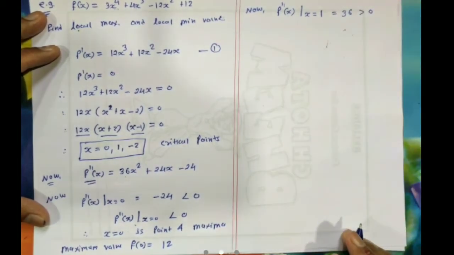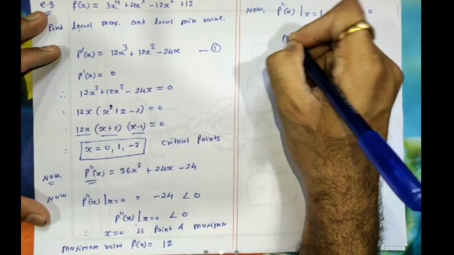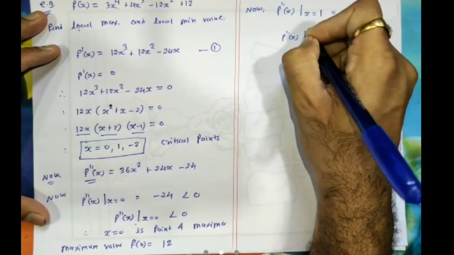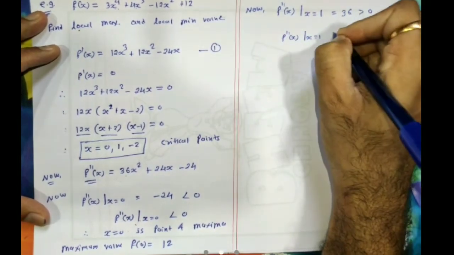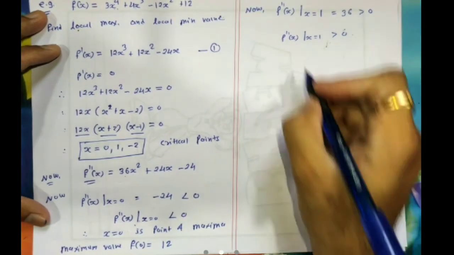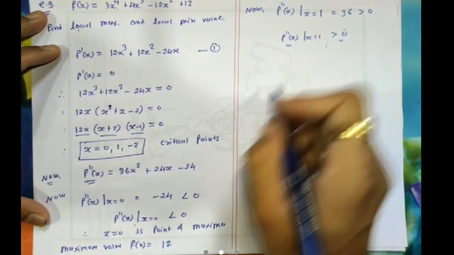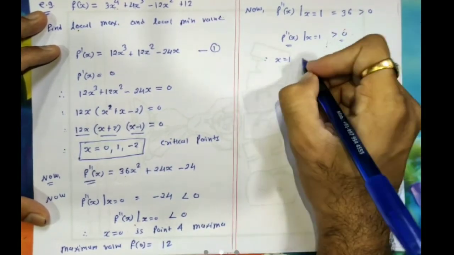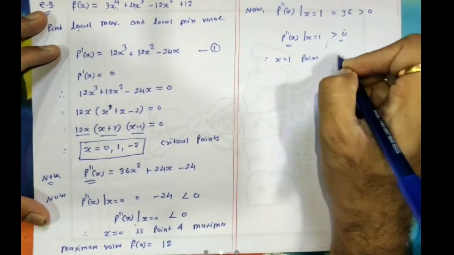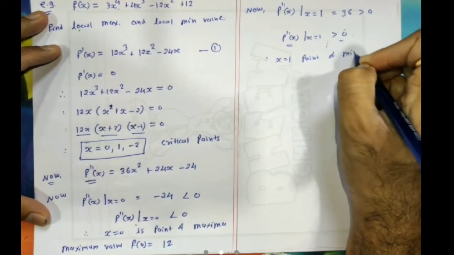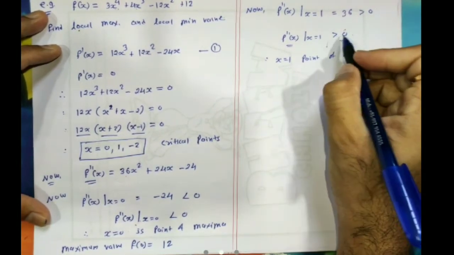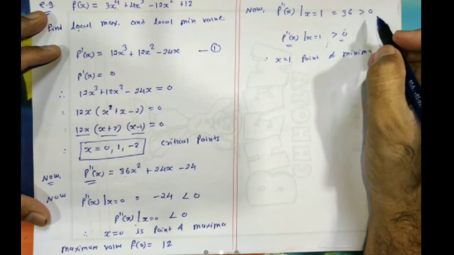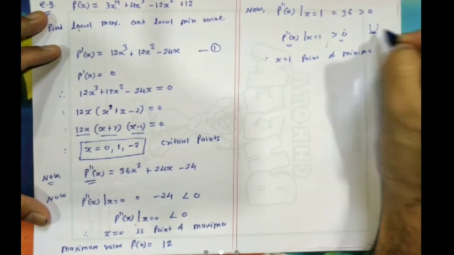So which is greater than 0. So here we can say that the second order derivative at x equal to 1 is greater than 0. So if f double dash x is greater than 0, then x equal to 1 is a point of minima, you have to remember this. Greater than 0 will give us convexity of the curve. For convexity of the curve, we are getting a minimum value.